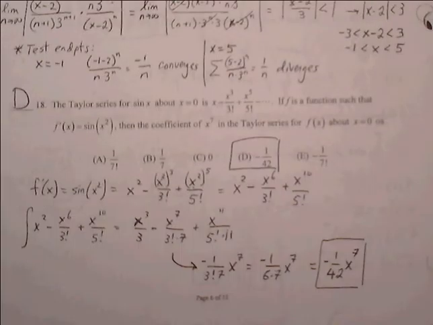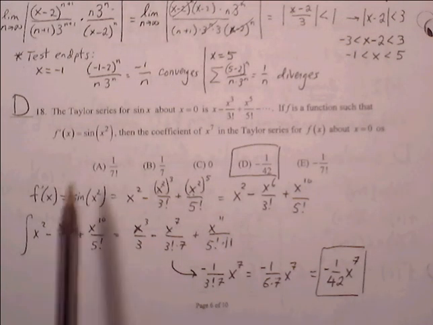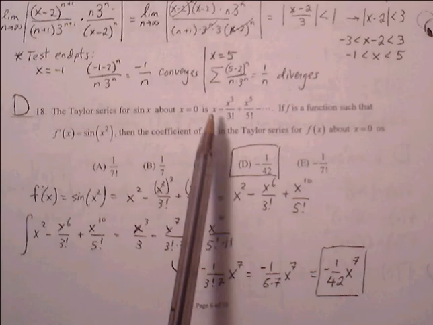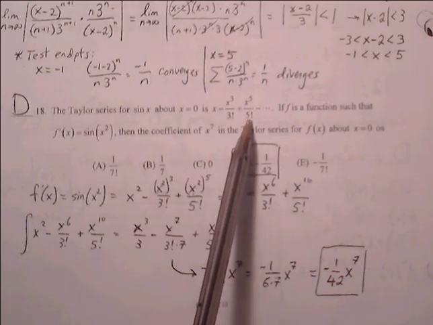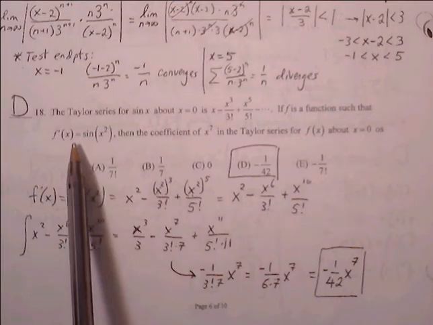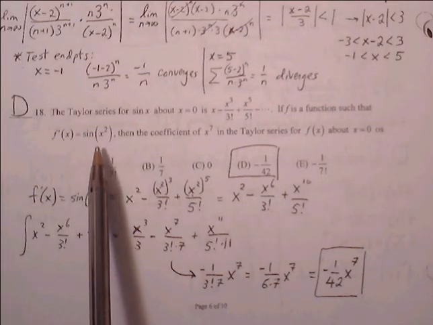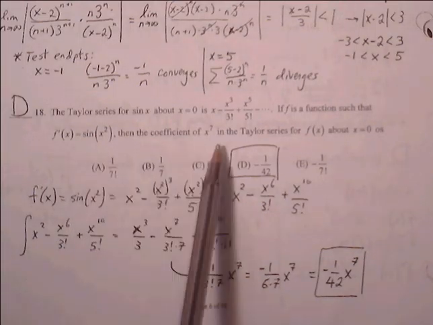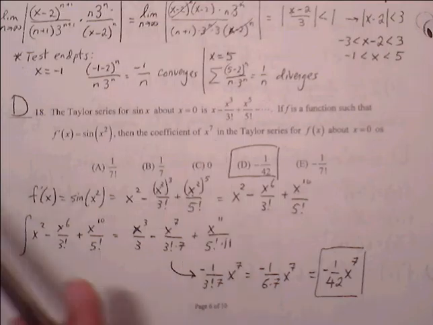Number 18. We have a Taylor series for sine of x in this form that's given here, and if f is a function such that f prime is equal to sine of x squared, then the coefficient of x to the 7th about x equals 0 is.